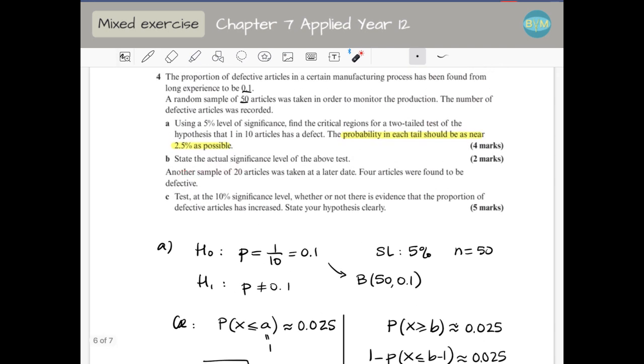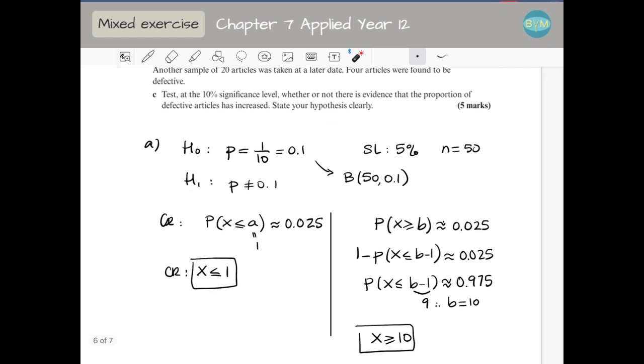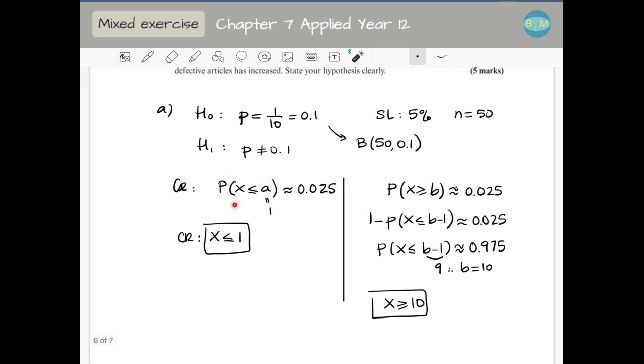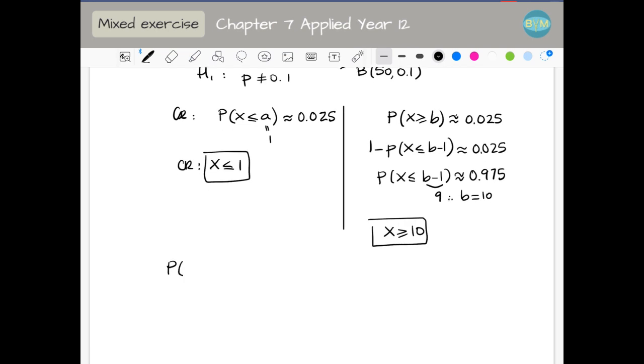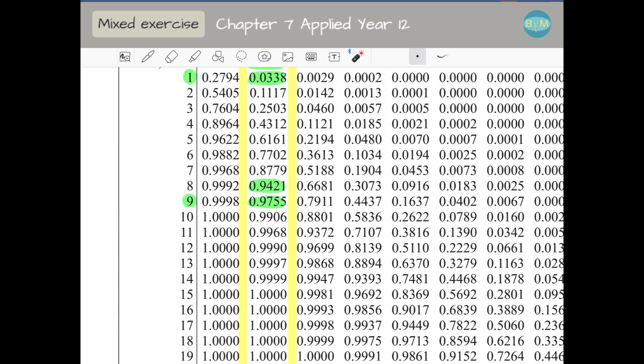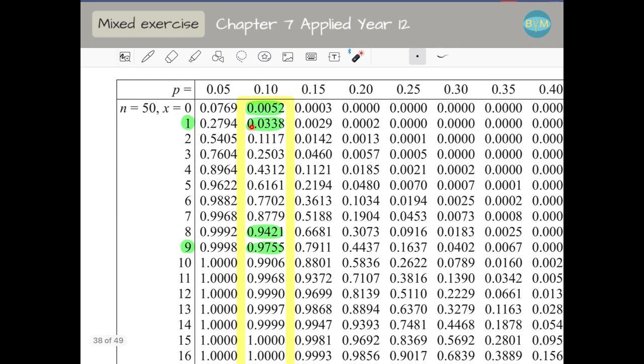State the actual significance level of the above test. The actual significance level is the probability of falling into the critical region. So it's the probability of X being smaller or equal than 1 plus the probability of X being greater or equal than 10. We are adding those two probabilities. We can do it with the calculator, but we have the values here in the table, really. So it's 0.0338.